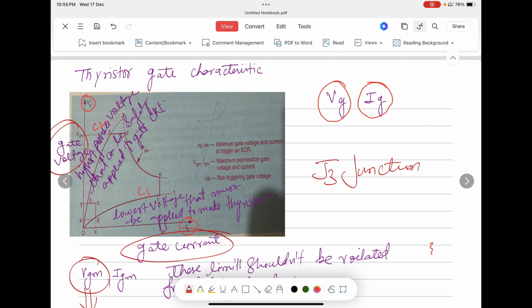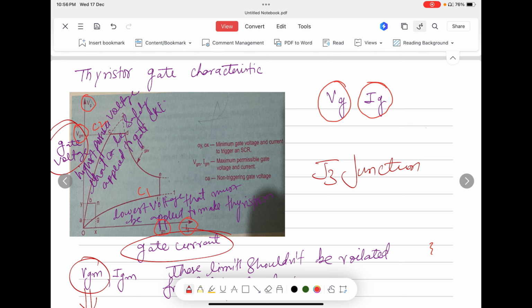Here VGM is the maximum value of gate voltage where the thyristor can operate safely, and this IGM is the lowest voltage that must be applied to make the thyristor on. So both the two values we have taken. Also we have here OY, which represents minimum gate voltage, and OX represents minimum current. Here OA represents non-triggering gate voltage.